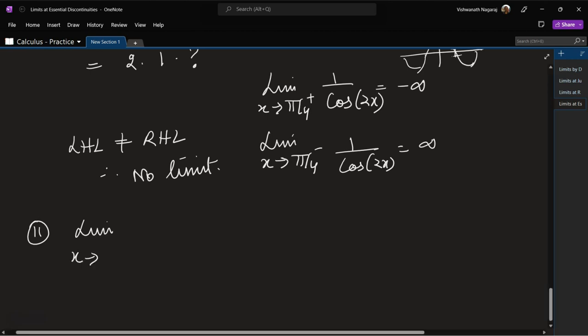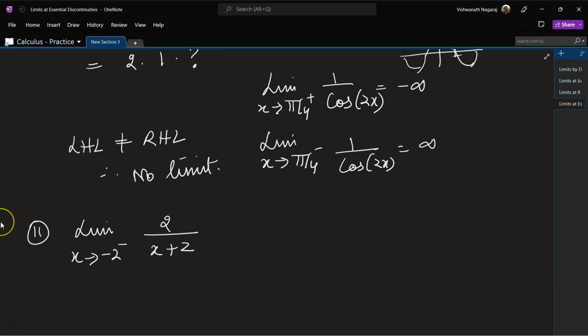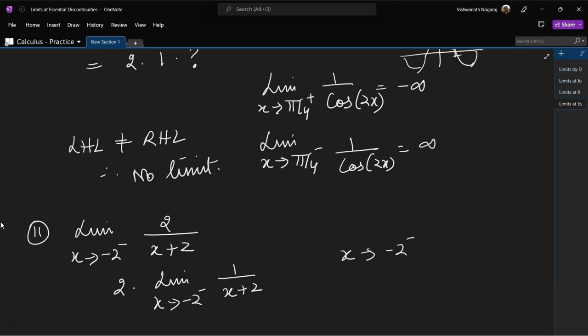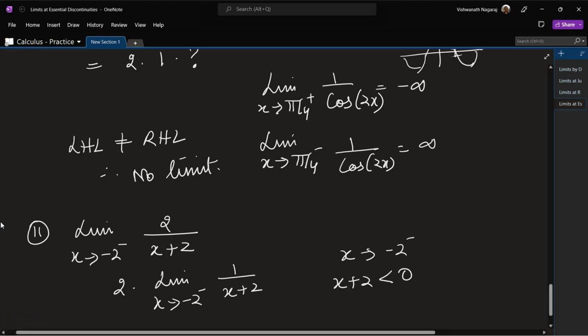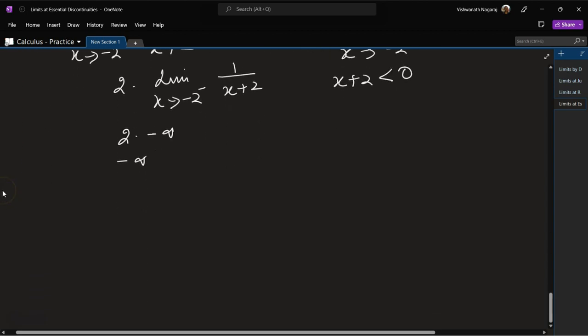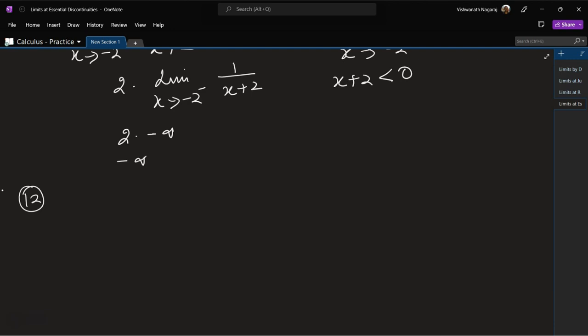Next one, 11th one. Limit as x approaches minus 2 from the negative side of 2 by x plus 2. Okay. This we can write as 2 times the limit as x approaches minus 2 from the negative side of 1 by x plus 2. X approaches minus 2 from the negative side means what? This is going to be minus 2.001. That means the x plus 2 is going to be less than 0. That means it is going to be negative. So that means 2 times minus infinity, which is minus infinity.